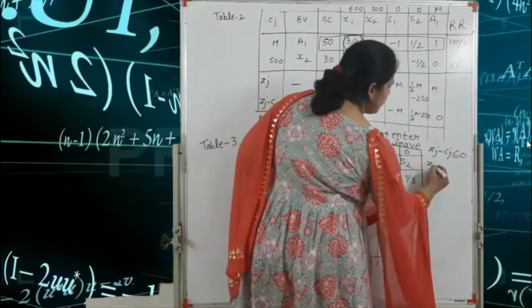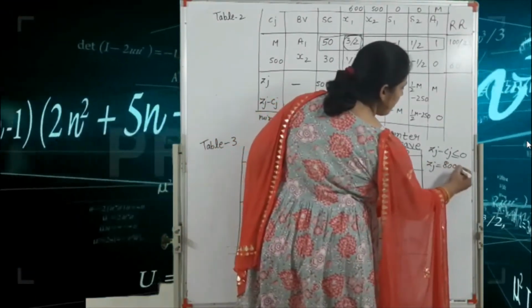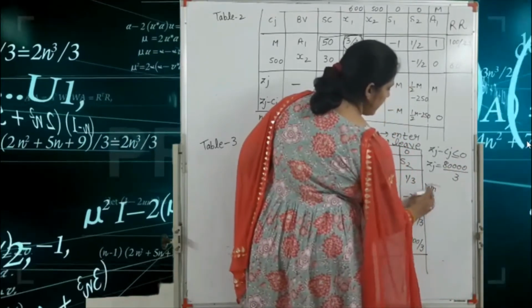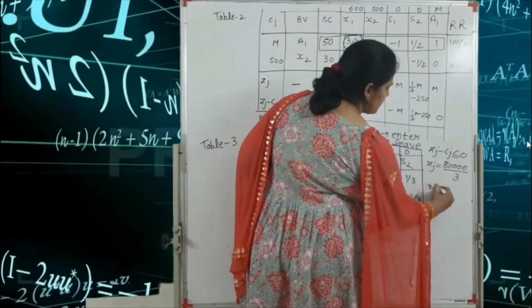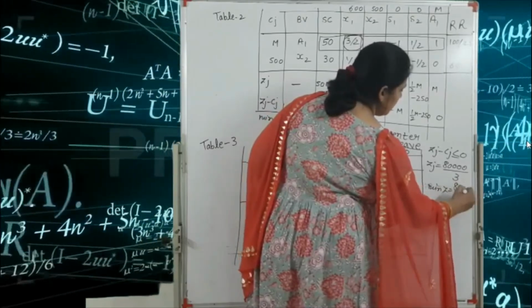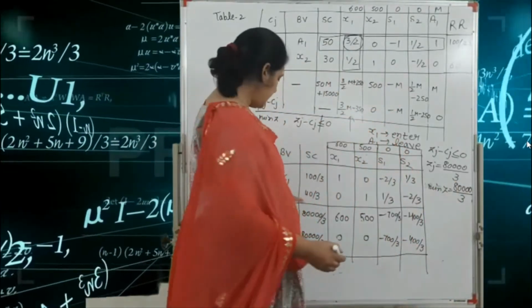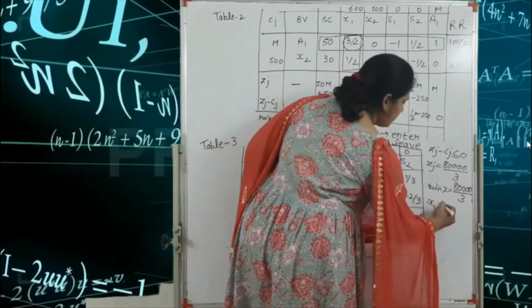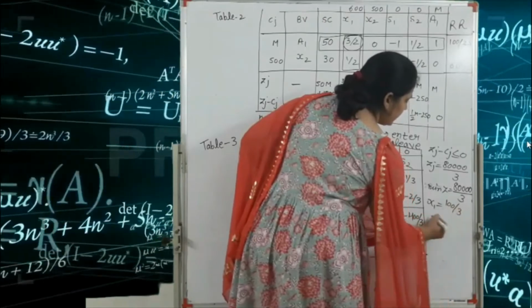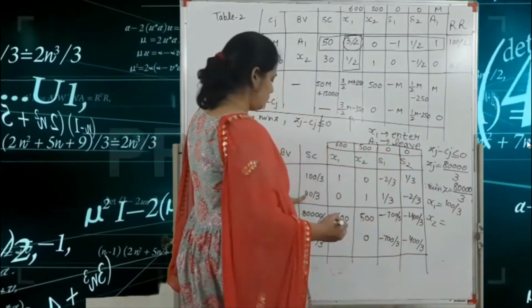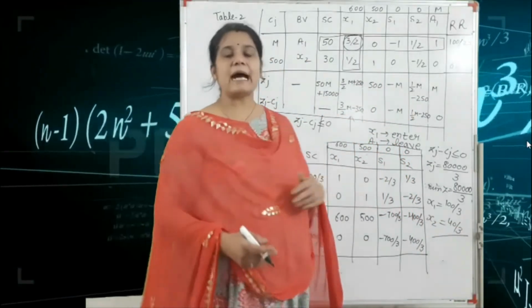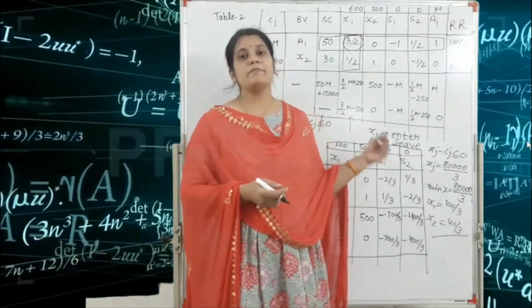So our Z is equal to 80,000 by 3. That means the minimized Z is equal to 80,000 by 3. And here x1 is equal to the solution constant 100 by 3 and x2 is equal to 40 by 3. Okay, so this is the example of the Big M method for the minimized Z.